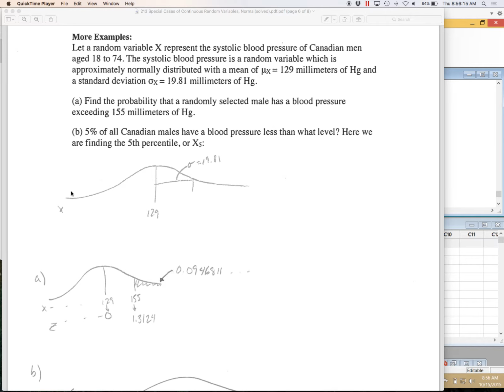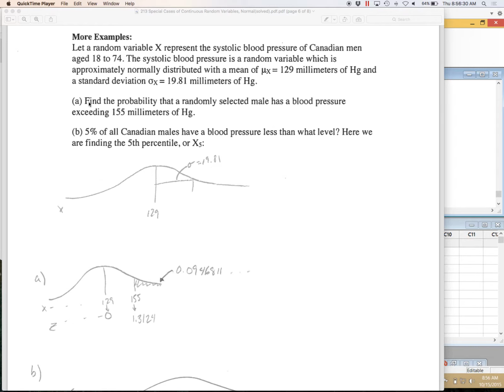So what that means originally is, here's my bell curve, that's the normal distribution. Here I've got the normal shape, or the bell shape. The middle is 129 and the spread, the standard deviation, is 19.81.